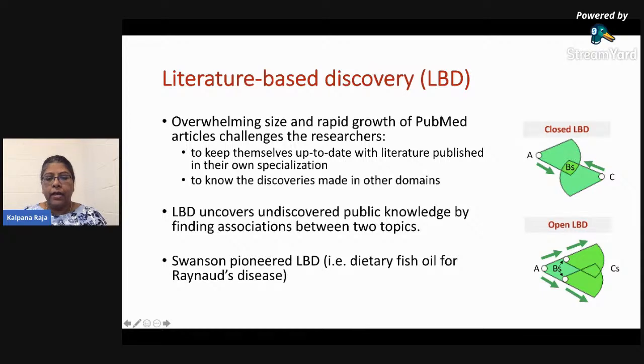In specific, A and B terms are present in a particular set of PubMed articles. B and C terms are present in a different set of PubMed articles. So sometimes they are unrelated. So we get the new discovery by connecting two sets of PubMed articles.